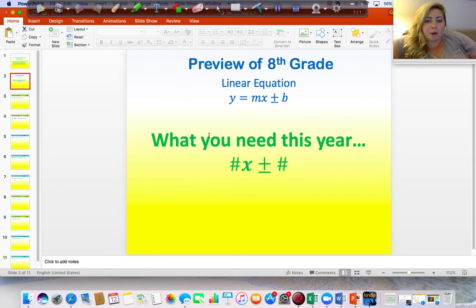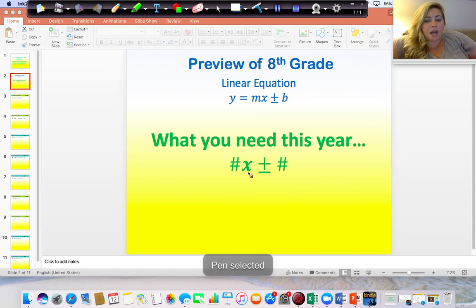You don't have to write this part down, but this is just a preview of what you're getting for 8th grade. In 8th grade, you are going to be learning y equals mx plus b. And this year, what we are learning is the mx plus the b. But you're going to see it as a number with an x plus or minus another number. So, for example, 3x minus 4. Okay? That's going to be this part, the mx plus or minus the b. 3x minus 4 is an example of that. Okay, so that's what we are getting.